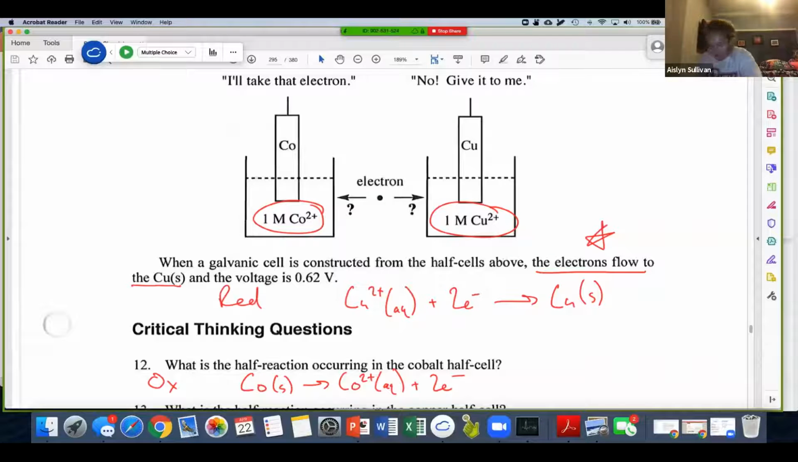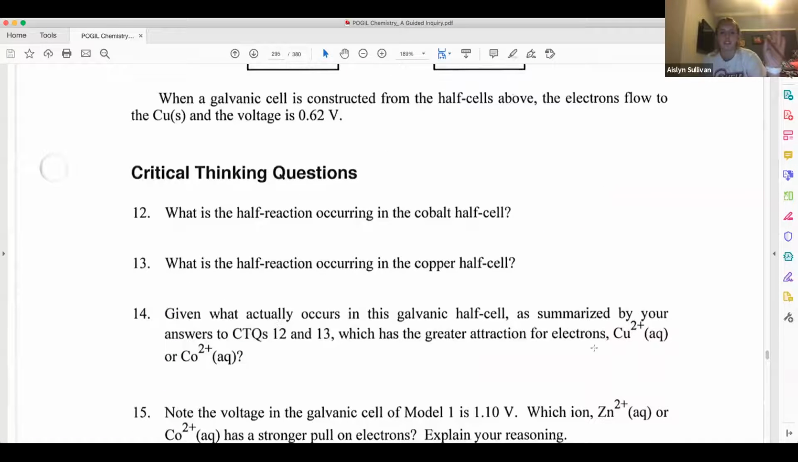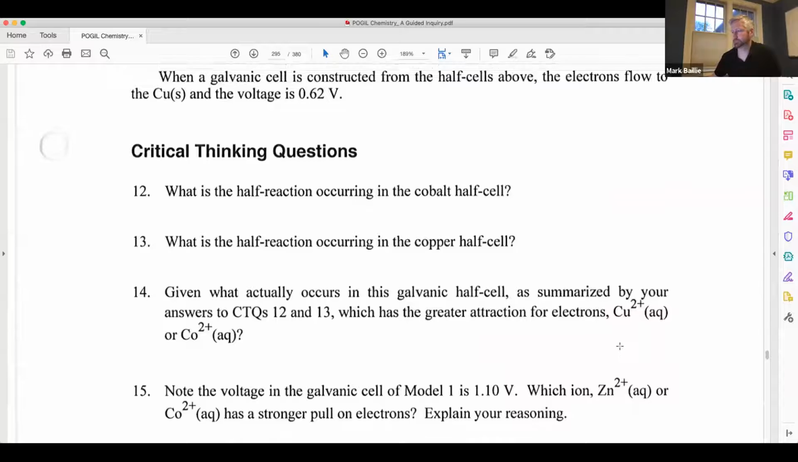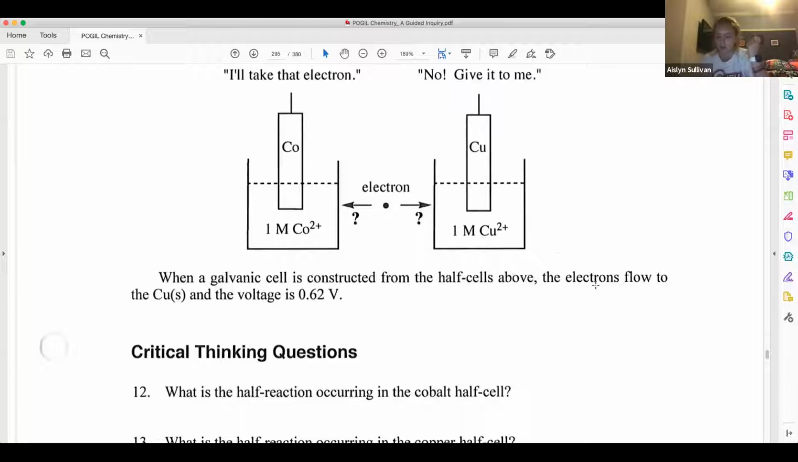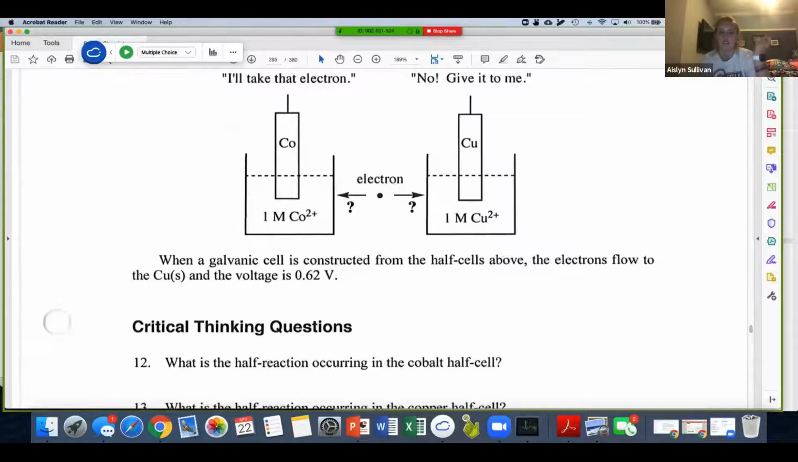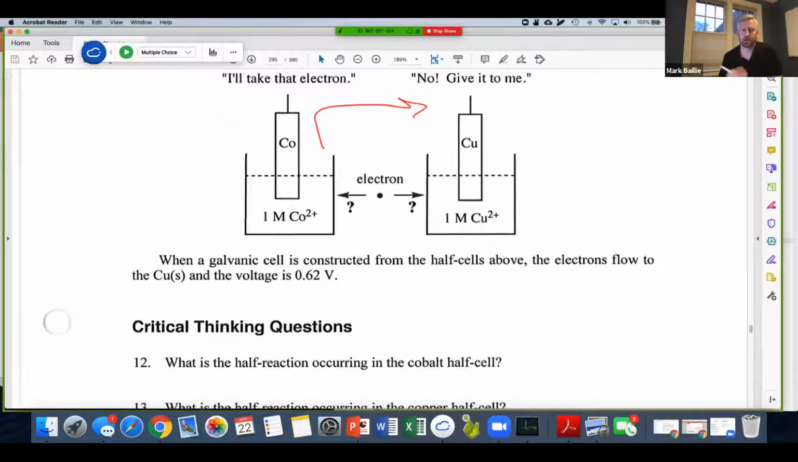I said that cobalt does, but if cobalt had a stronger pull on electrons, wouldn't that be the one that's gaining electrons? Oh, wait, you're not talking about number 15. I'm talking about 14. Yeah, you're talking about 14? Yes. Sorry, I thought you were talking about 15. Okay, no, not what I said. The copper has a stronger pull or attraction for electrons. So we know the electrons are flowing this way, which means the copper has a stronger pull on these 2+ ions becoming solid by gaining electrons.